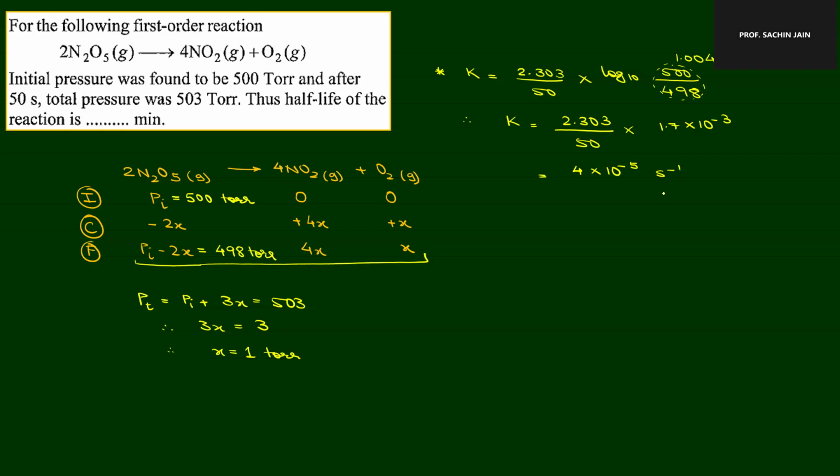Let me check. 2.303 into 1.7 divided by 50. Sorry. 7.8 into 10 raised to minus 5. ये आ गया.